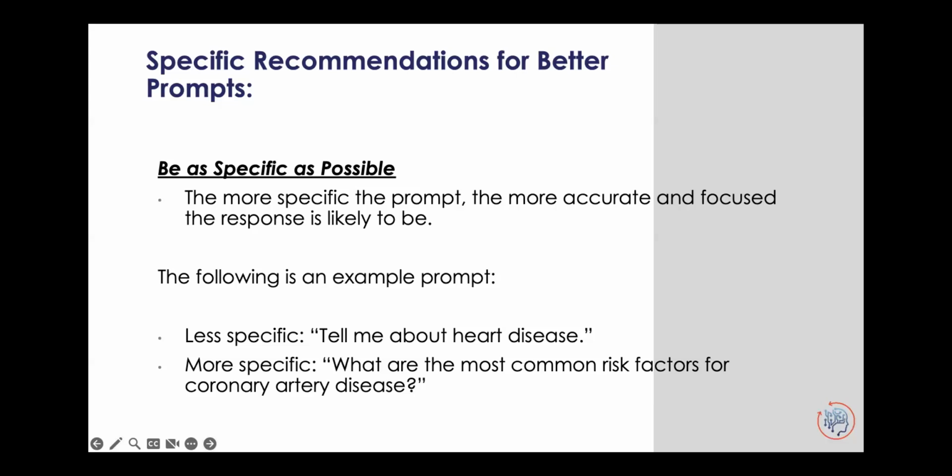As an example, let's just say I want to understand something about heart disease. So I can say, tell me about heart disease. Very vague, very short. It will give you an answer, but it's also going to be a vague, general reply. However, if I was more specific, I would say, what are the most common risk factors for coronary artery disease? This is where it's going to give you a better, specific reply.